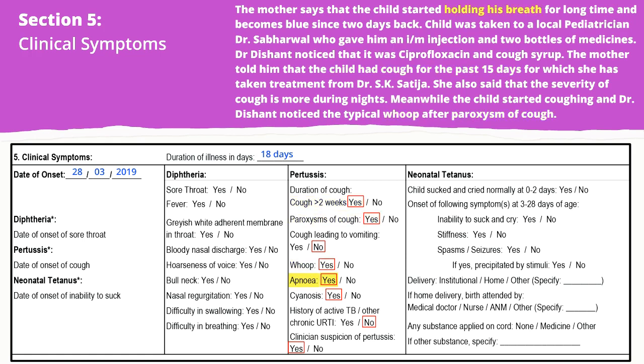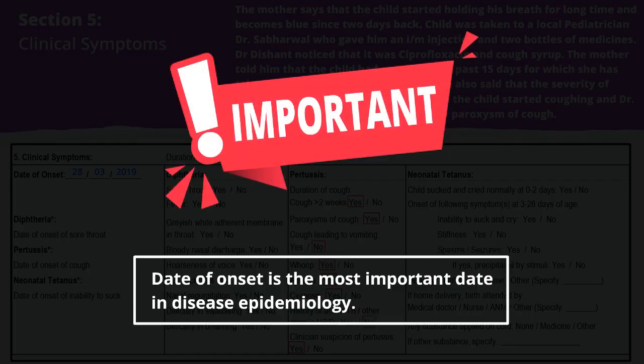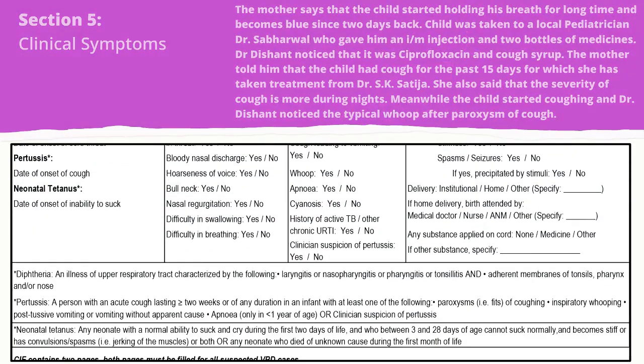Encircle yes for cough more than 2 weeks, paroxysm, whoop, apnea, and clinician suspicion of pertussis and rest as no. Similarly, in cases of diphtheria or neonatal tetanus, encircle the symptoms based on history. Always remember that date of onset is the most important date in disease epidemiology and must be elicited correctly.